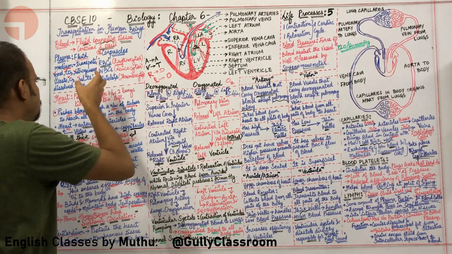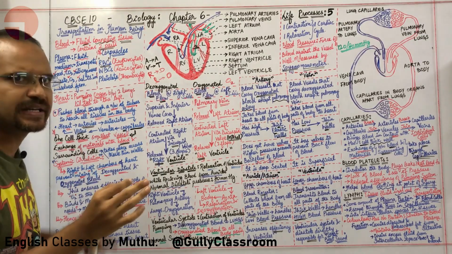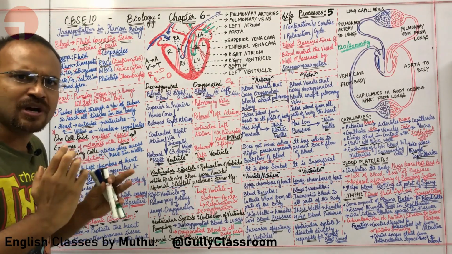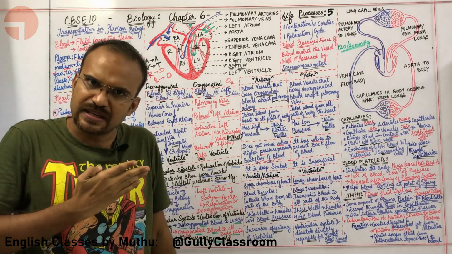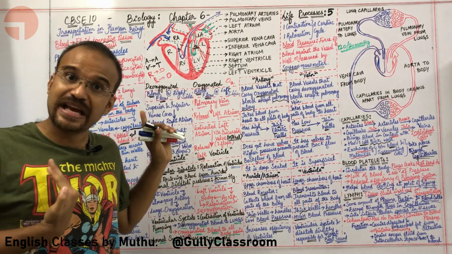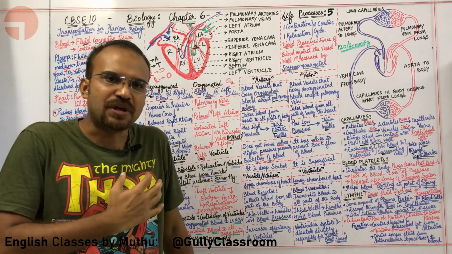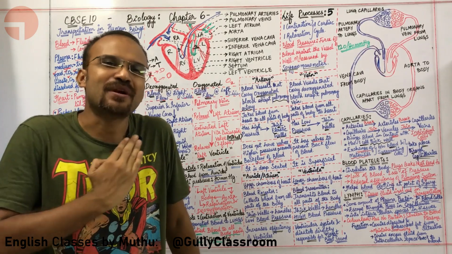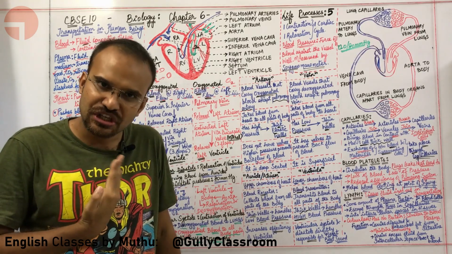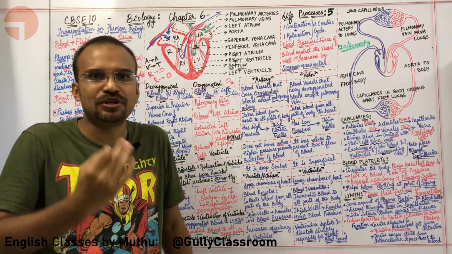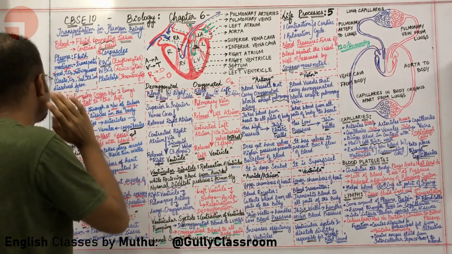Okay sir, this blood is pumped by which organ? This blood is pumped by the heart. Heart is a pumping organ present in the middle of the lungs, slightly tilted towards the left. Because the heart is slightly tilted towards the left, we are able to hear our heart's thumping sound from the left side of our chest.